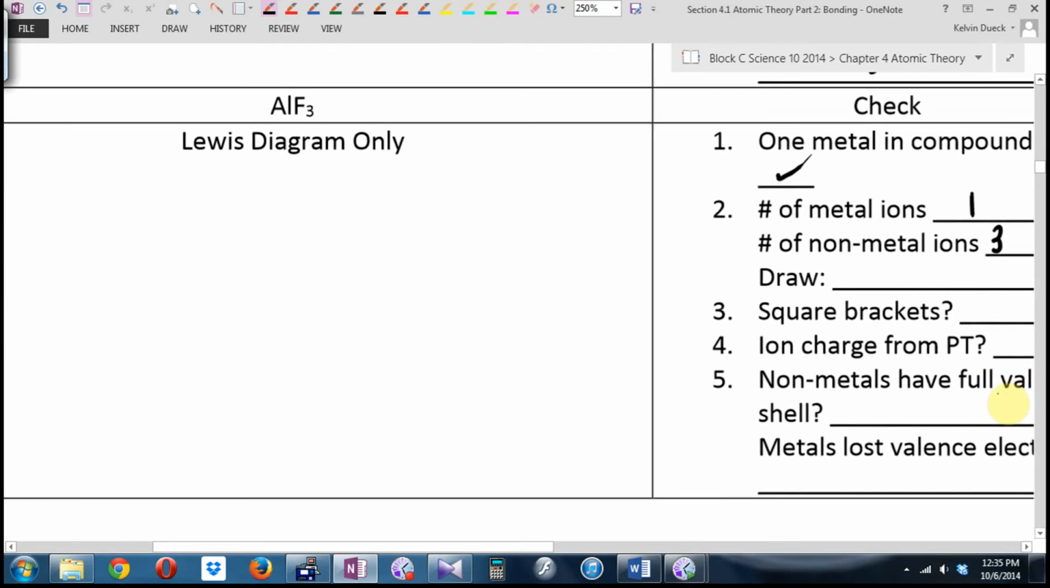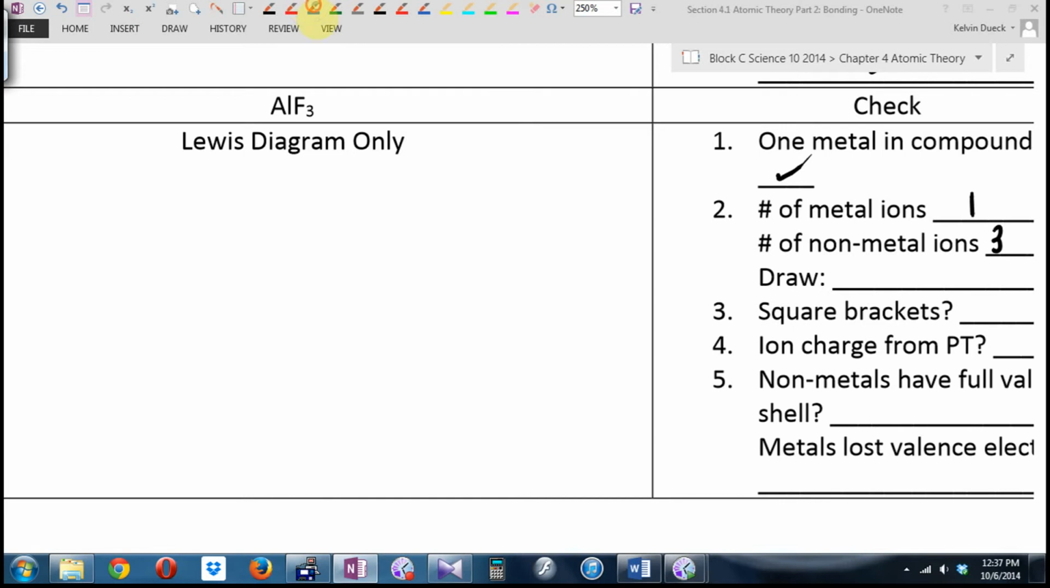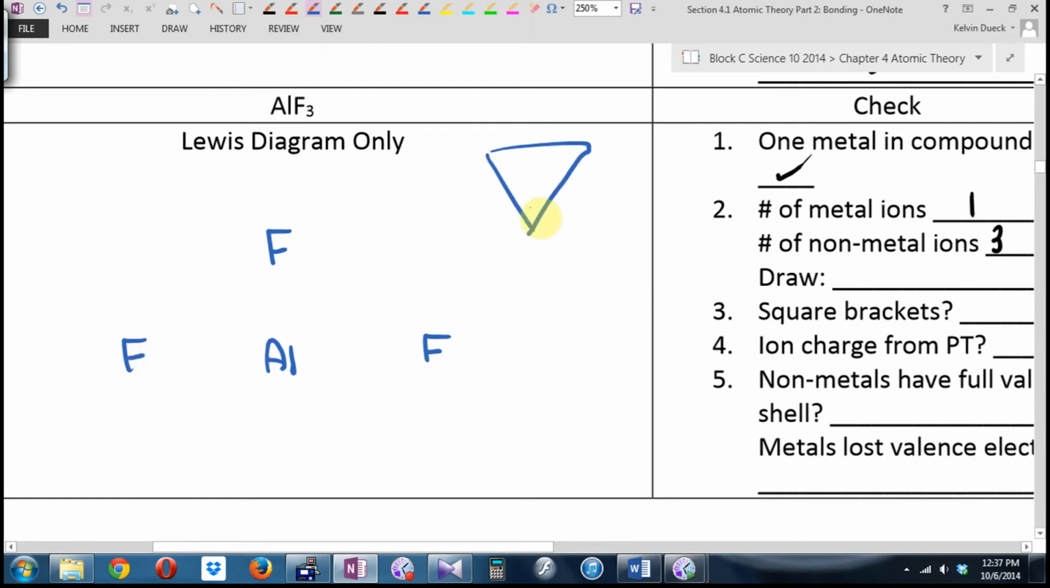I'm going to draw this like this. I'm going to go aluminum, and I'm going to put a fluoride, and a fluoride. That's technically wrong because I'm drawing this on a flat piece of paper. So my setup is going to look like this. Aluminum here, and I'll put a fluoride here, and a fluoride here. Although, arguably, it should be like an equilateral triangle, but I'm not going to be that fussy.